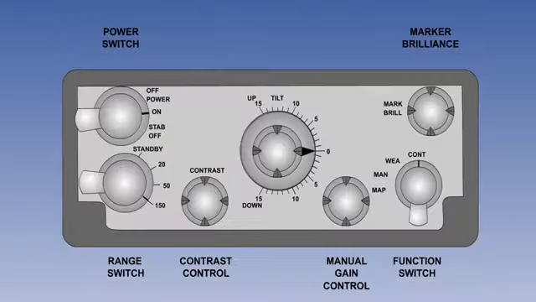Both monochrome and color radar have similar basic functions, but color radar has some additional features which we will look at later in the lesson. Let's start with the monochrome control unit and the power switch.